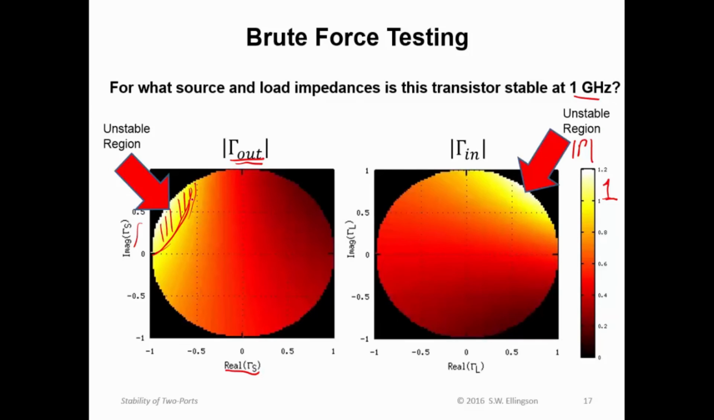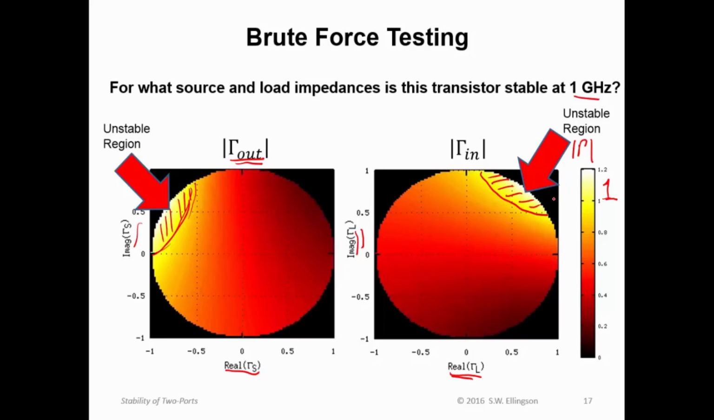We can do the same thing for the input embedded reflection coefficient. So here's the real part of gamma sub L, here's the imaginary part of gamma sub L, and then the color indicates the magnitude of the embedded input reflection coefficient. And once again, we see there's a range of values over here for which we cannot satisfy the inequalities.